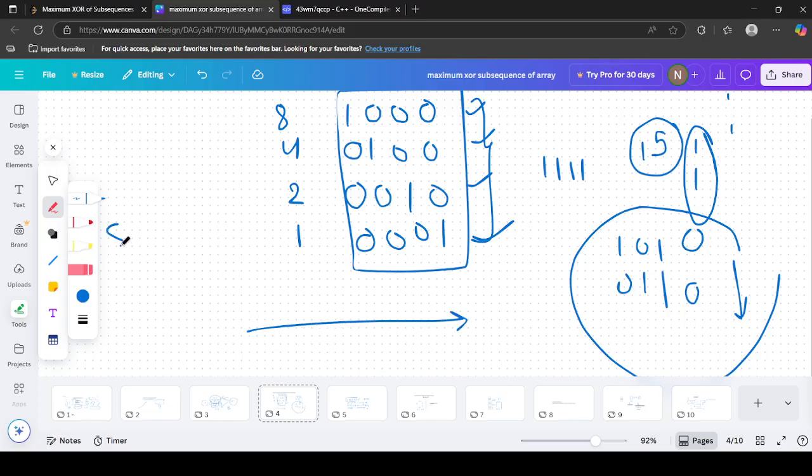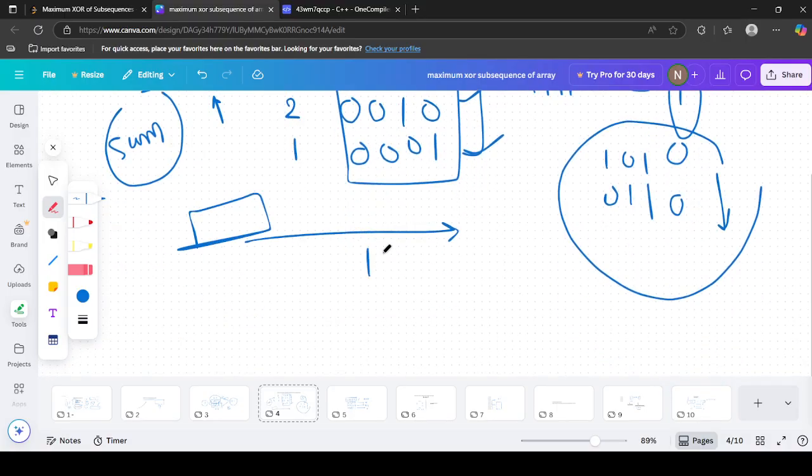For example, if the operation is sum, and all the elements are positive, we'll simply add all of them, because selecting more numbers will obviously increase the answer, since the numbers are positive. But why are we not sure that XORing all the elements will give the maximum? Because let's say we have 1101 and 1111. So what if we select both of these?